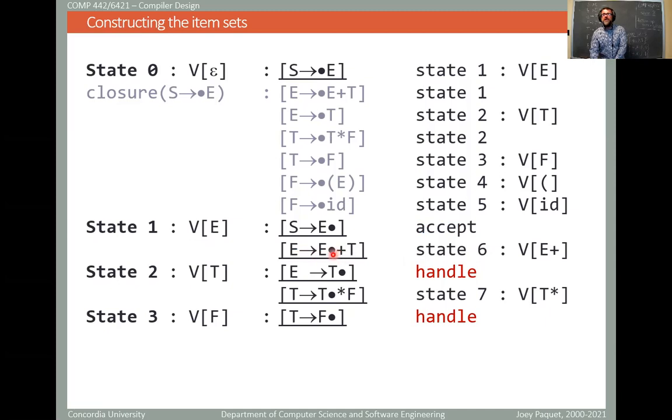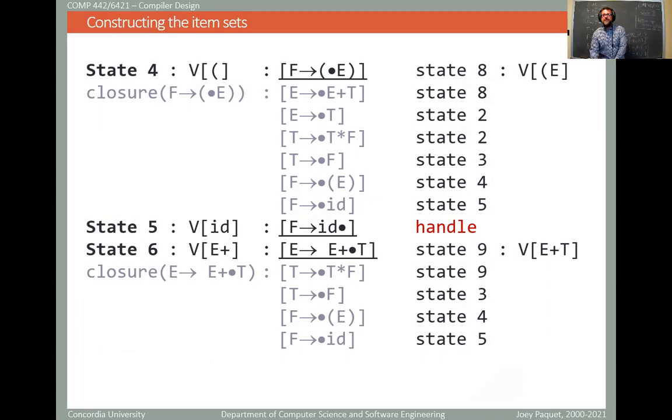So that's V of E plus. The dot has been moved after the plus. So I have T after here. So I compute the closure because this T can be T times F or it can be F. And because it can be F, can also be E between parentheses or ID. So that's it for my closure.